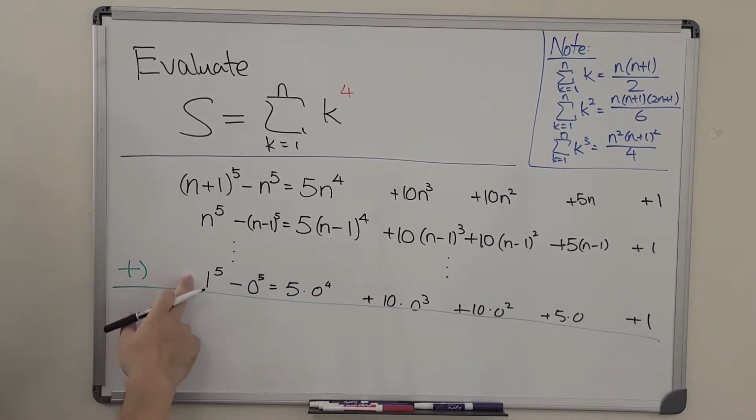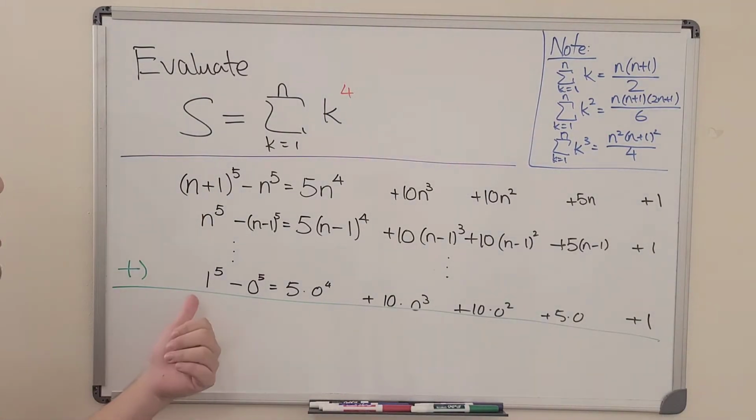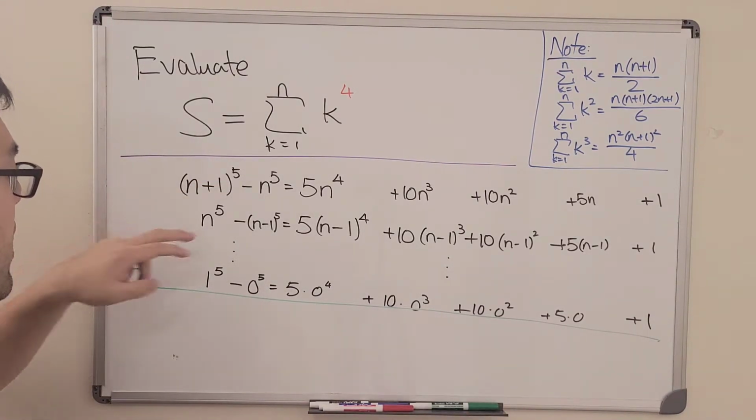Let's call this row number 1, and we're going to count upwardly. So we have 1, 2, 3, all the way up to n plus 1. So we have n plus 1 rows overall. How is it going to help? Let's take a look on the left-hand side. On the left-hand side, besides the n plus 1 to the 5th power, everything else can cancel out.